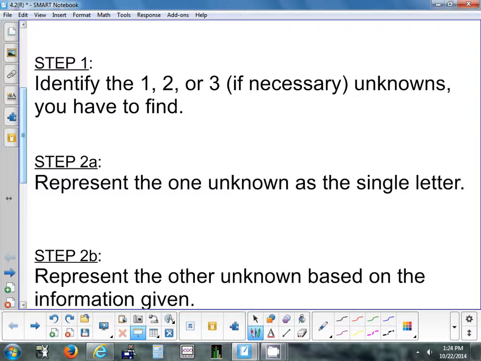Once you've represented one of your unknowns using the single variable, then you have to represent the other unknown. How do you do it? Well, you read based on the information that's given.